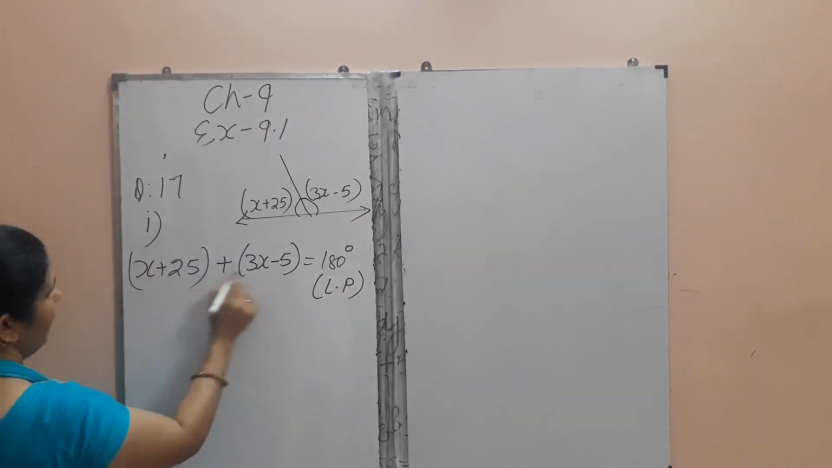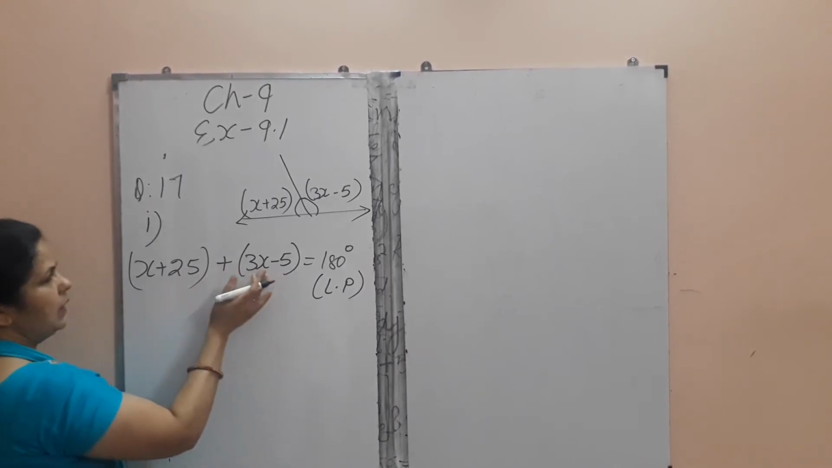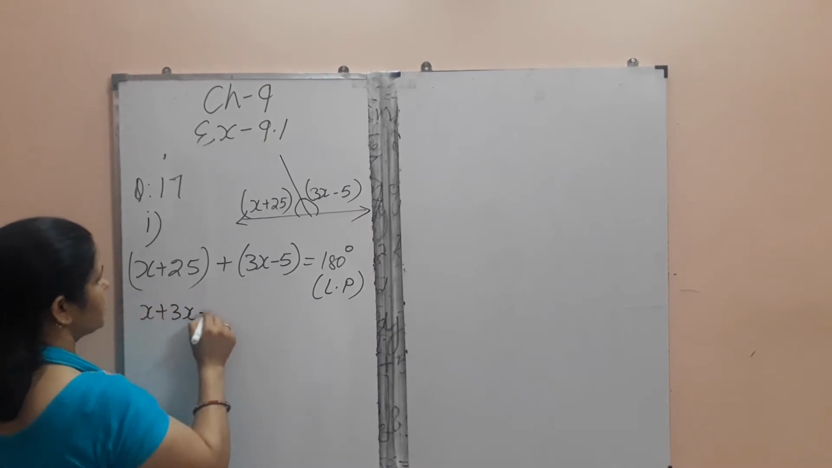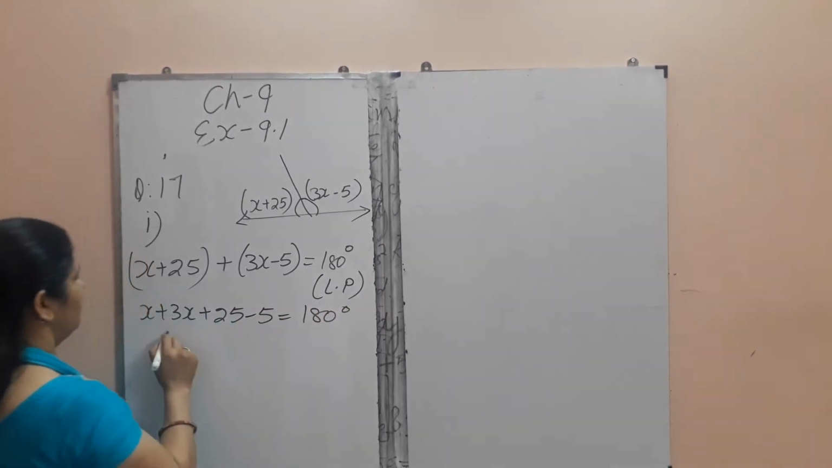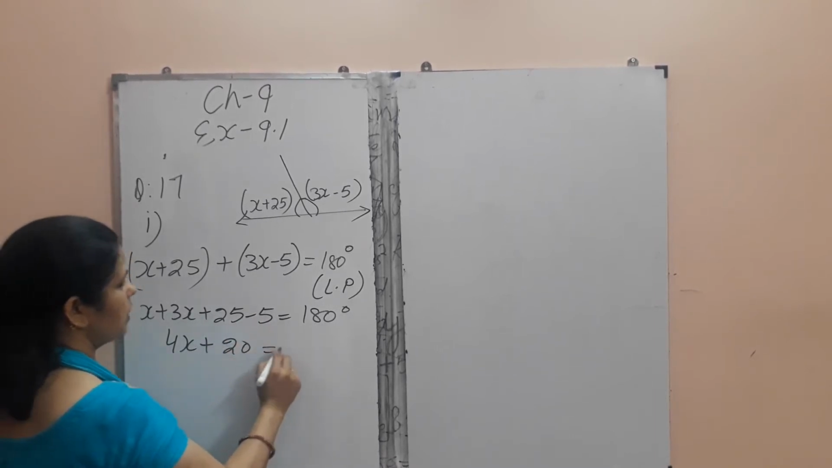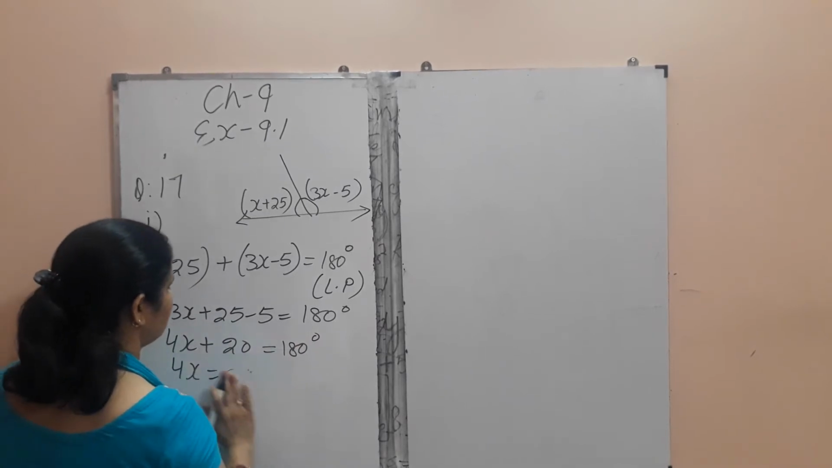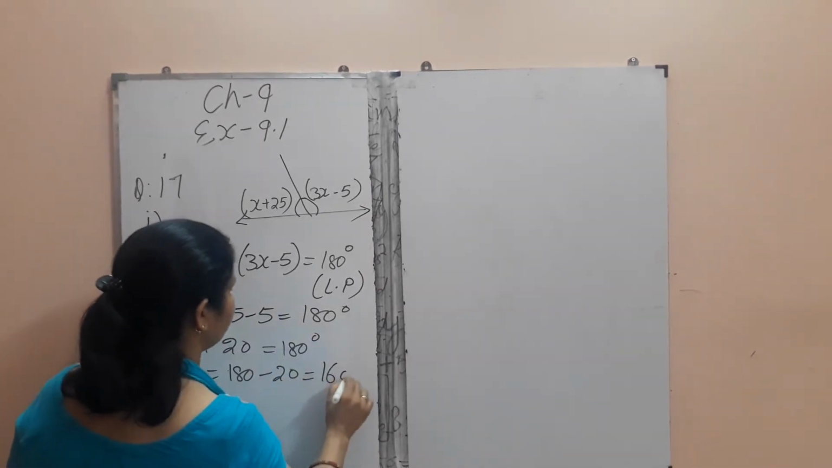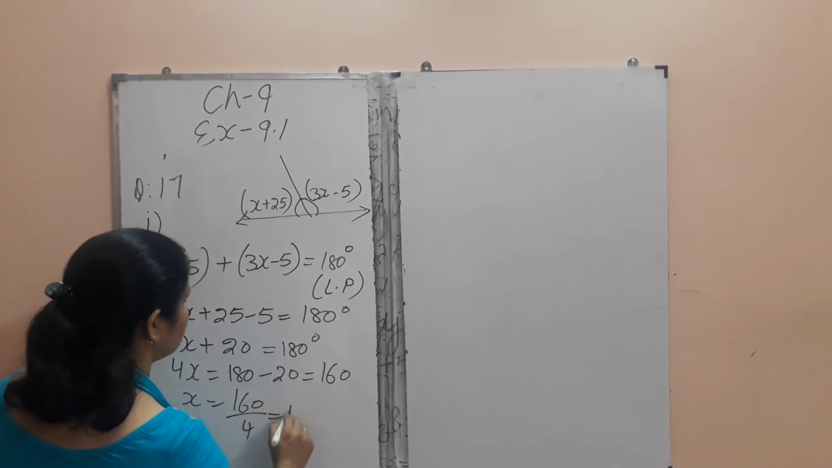So now we'll solve. The plus is outside the bracket, so when we open the bracket, the same signs will come out. So x plus 3x plus 25 minus 5 equals 180 degrees. 4x plus 25 minus 5, that is 20, equals 180 degrees. 4x equals 180 minus 20, equals 160. x equals 160 upon 4, equals 40 degrees.